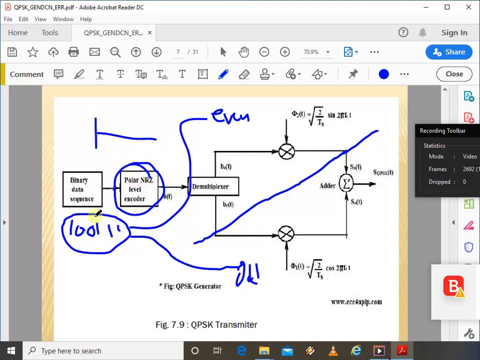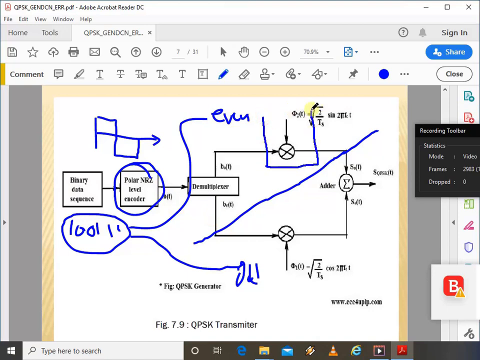All of you know the role of the polar NRZ level encoder. Basically it converts the input bit stream into the form of a waveform, meaning it represents 1 by a rectangular pulse of positive amplitude and duration T_b, and 0 is represented by a rectangular pulse of negative amplitude and duration T_b. This is how the input bit stream is converted into a waveform so that it can be transmitted over the channel.